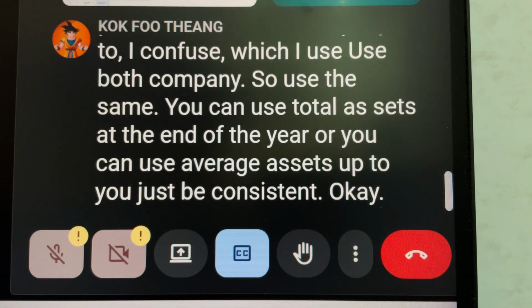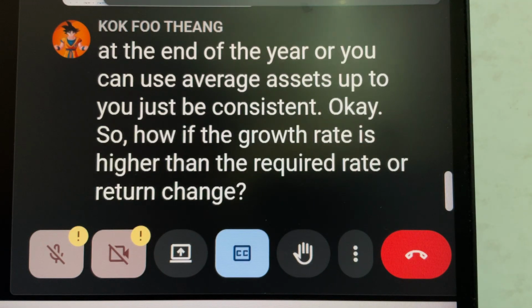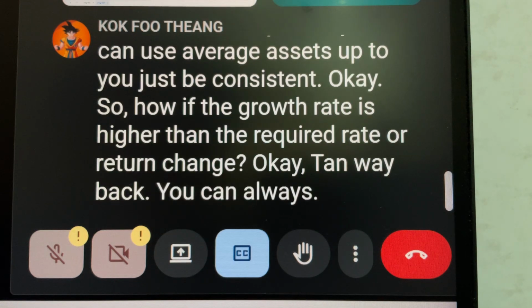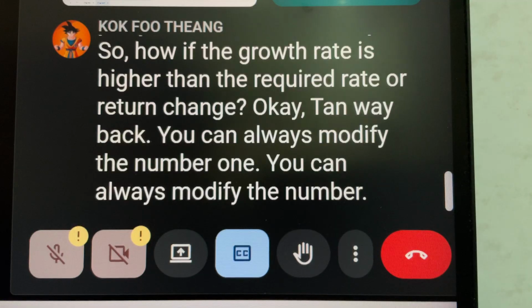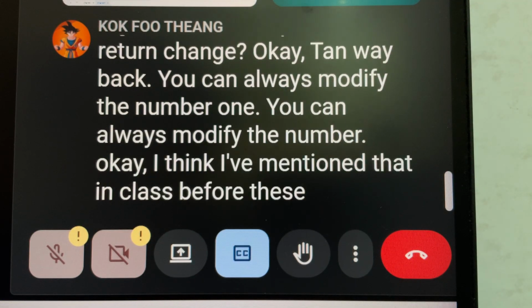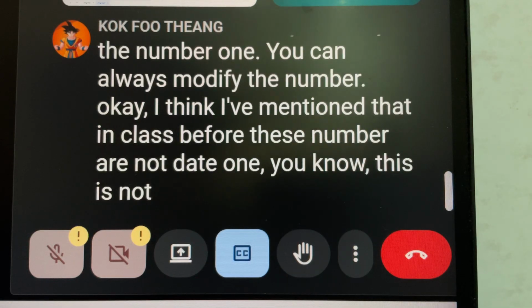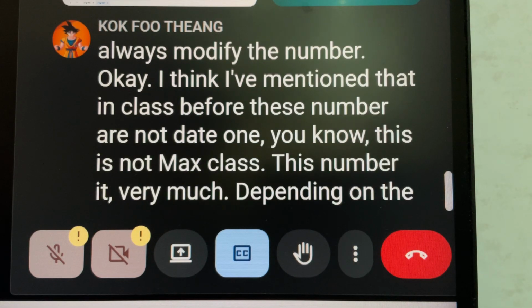Okay. So what if the growth rate is higher than the required rate of return? Change. Okay, Tang Wei Tat, you can always modify the number. I think I've mentioned that in class before. These numbers are not fixed. This is not maths class. This number is very much depending on the input.